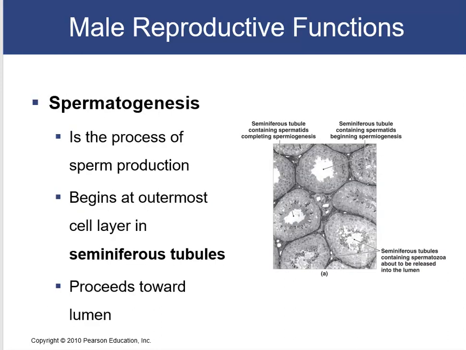We said the seminiferous tubules is where sperm are produced, so we are going to talk about this process. The term spermatogenesis refers to the process of sperm production. Sperm production begins in the outermost cell layer of the seminiferous tubules and proceeds toward the lumen. So the very beginning stages would be here around the outside, and as they mature, they get closer and closer to the lumen, or the center portion of the seminiferous tubule.